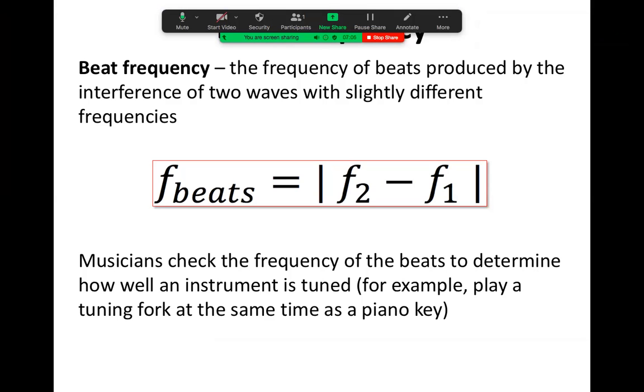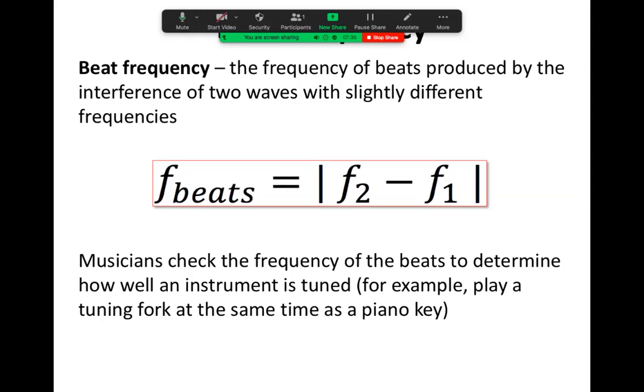So the beat frequency is the frequency of beats produced by the interference of two waves with slightly different frequencies. We just do the subtraction of the frequencies. The difference in the two frequencies gives you how frequently we will hear the beats. So how frequently you hear loud, soft is as frequent as the difference between the two frequencies.